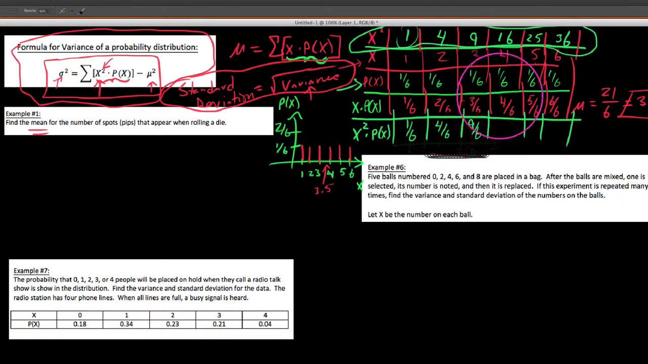We say 16 times 1 out of 6 is 16/6. 25 times 1 out of 6 is 25/6. And last but not least, 36 times 1 out of 6 here is 36/6. So just as we did previously with our average, we're going to now sum these values down here. So we say the sum. I'm just going to write this right here.